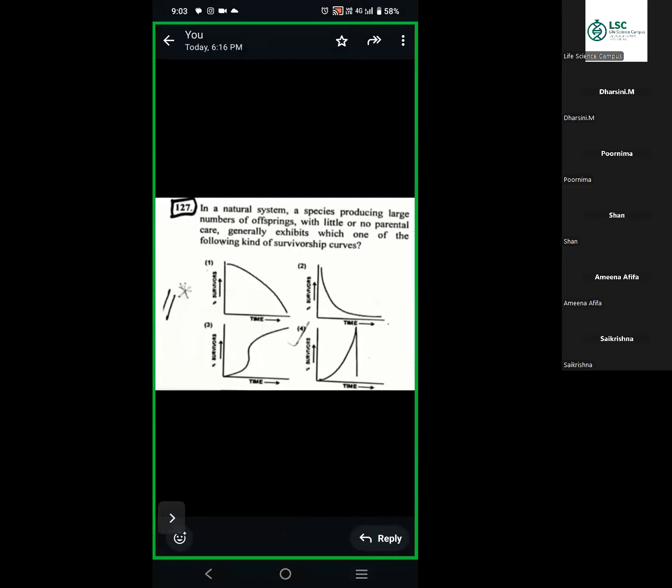In a natural system, a species producing large number of offsprings with little or no parental care generally exhibits which one of the following kind of survivorship curve? So I have already told you that parental care is exhibited by type 1 survivorship curve organisms. So in this case, there is no parental care. So the answer will be type 3. Type 3 survivorship curve is this. So 2 is the right answer.